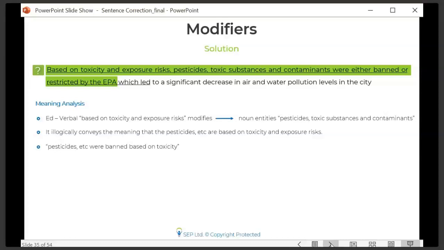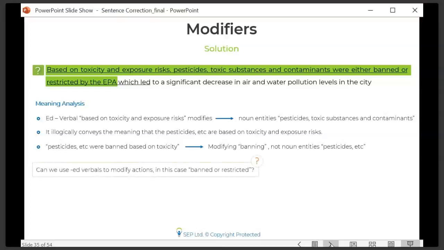Now, I'm sure some of you might be thinking, what is the problem in saying that pesticides, etc., can be banned based on toxicity? Now, let's understand what is wrong with it. Okay. When we say pesticides, etc., were banned based on toxicity, what we are trying to modify is the action of banning and not the noun entities. Okay, the banning was done on the basis of toxicity. The banning was done on the basis of the exposure risks. Okay, so can we use the ed verbal to modify actions? Can we use the ed verbal to modify the actions banned or restricted? No, we know we cannot.